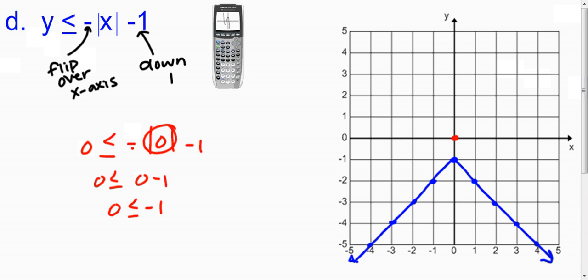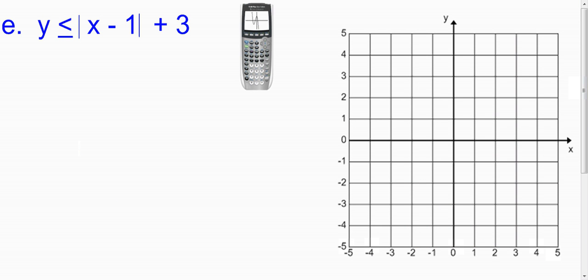0 is greater than or equal to negative 1. So I will not shade where that dot is. I will shade opposite of that dot since it's not a true statement. Okay? And lo and behold, I did shade underneath the lines when it was a less than symbol.